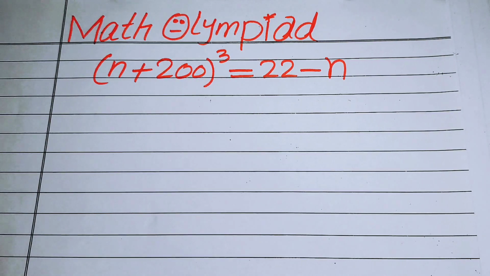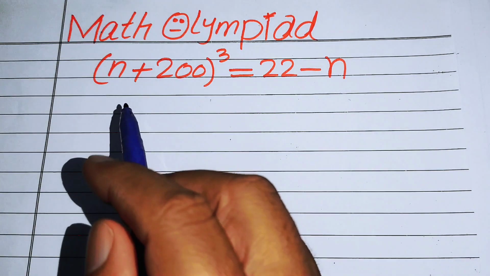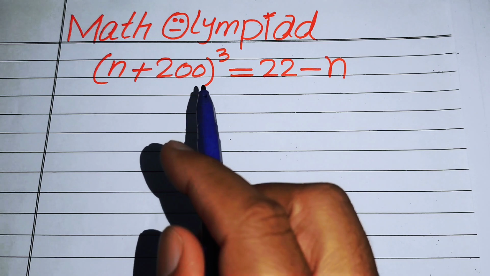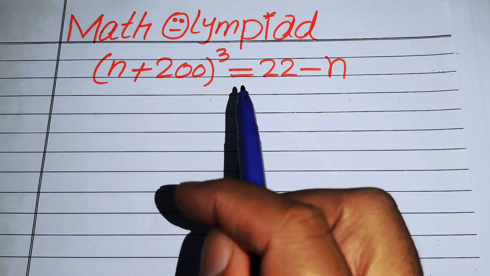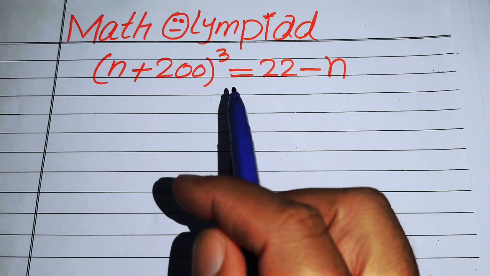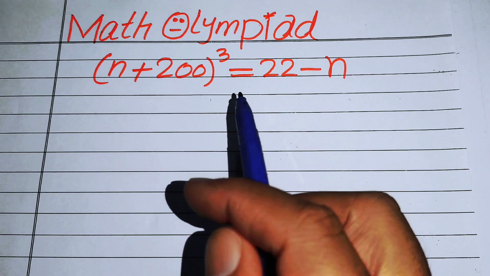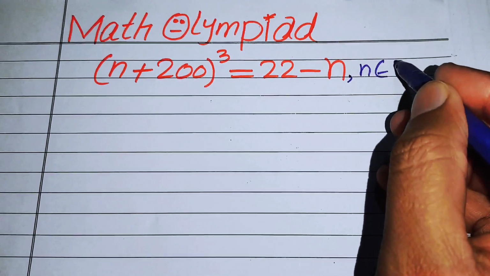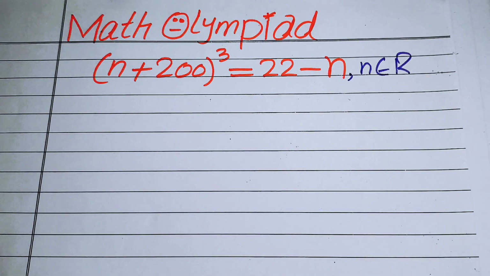In this video we are going to solve this nice algebra problem, and here we have (n plus 200) whole cubed equals 22 minus n, and we will solve this problem for the real values of n. So now we will just solve this problem for the real value of n.